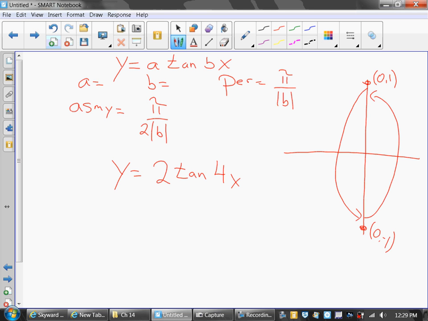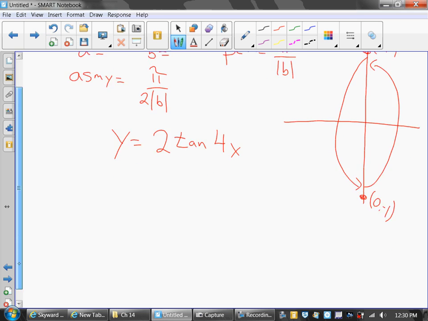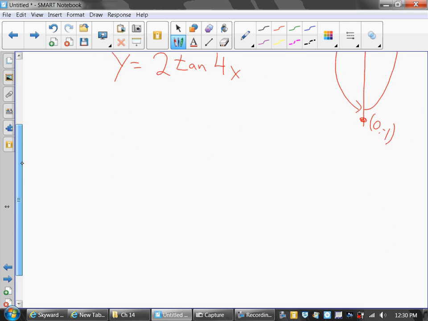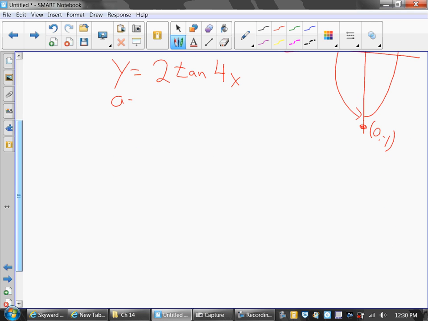So when you have y equals 2 tangent 4x, you still do the same thing. You still list out your a value, you list out your b value. Your a is 2, your b is 4. Your period in this case is going to be pi over 4.